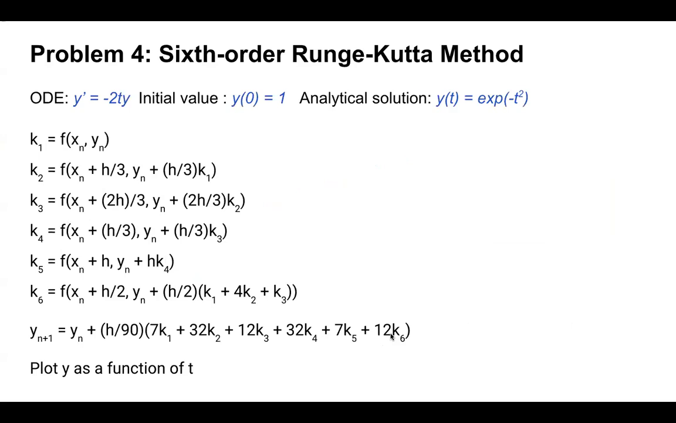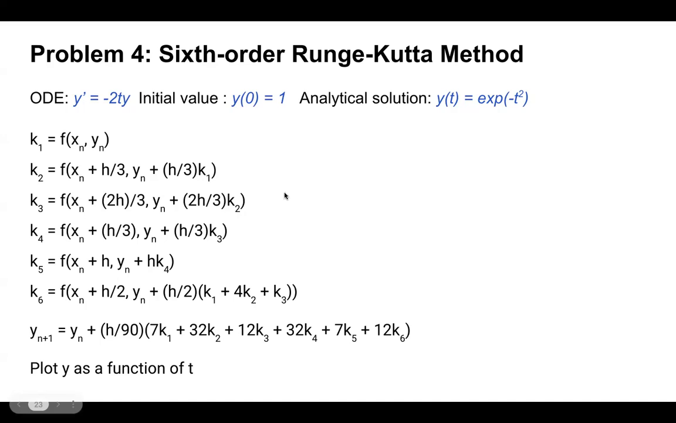This is the RK6 method. This is not discussed in the class. Only RK4 is discussed. So here the only thing is you have 6 Ks: K1, K2, K3, K4, K5, and K6. And this is how it has been combined, H by 90, and this is the value. So it might be a little bit time consuming, but still try to do this.